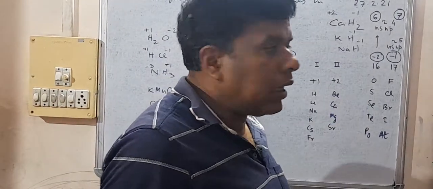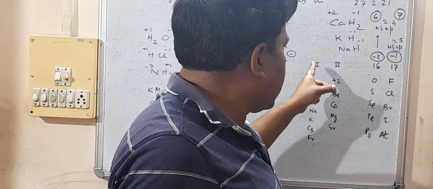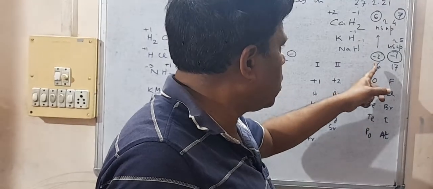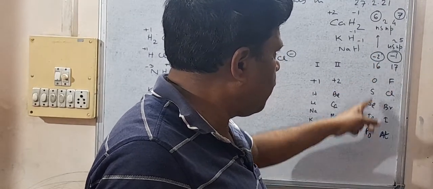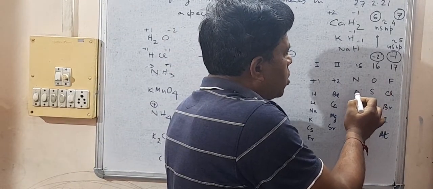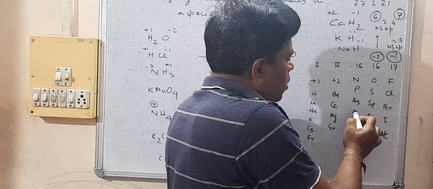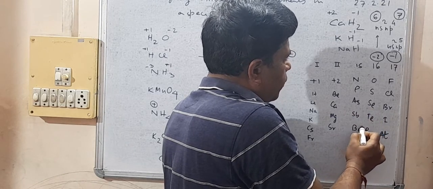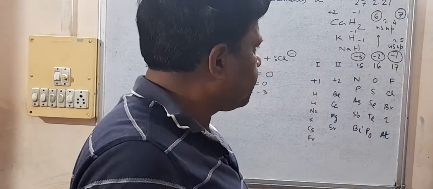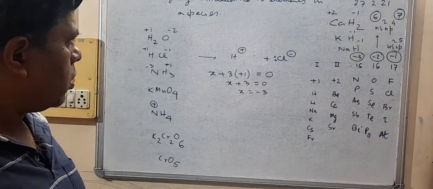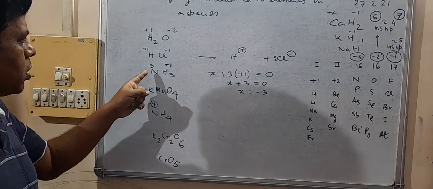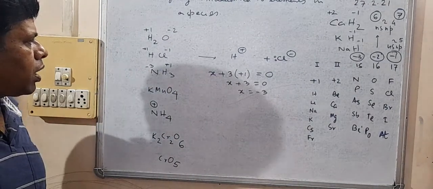So these are common guidelines. Alkali metals have plus 1. Alkaline earth metals, group 2 elements, have plus 2. Group 16 elements have minus 2. Group 15 elements, where you have nitrogen, phosphorus, arsenic, antimony, bismuth, have minus 3. They have minus 3 oxidation number. So you see, that's why nitrogen here in ammonia has come out to be minus 3.